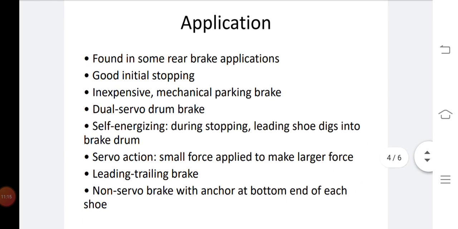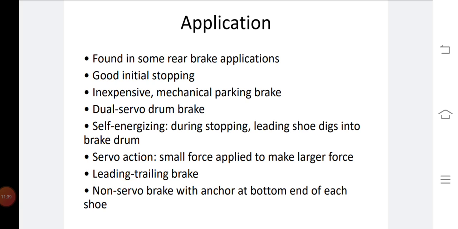Now, what are the applications of drum brakes? It is found in some rear brake applications. It has good initial stopping characteristics. Inexpensive mechanical parking brake.